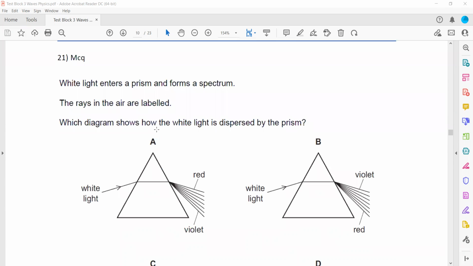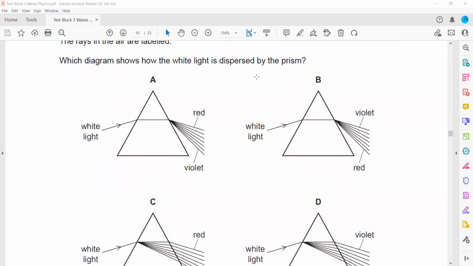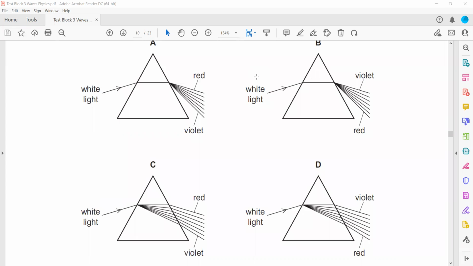Question 21: a white light enters a prism forming a spectrum. Violet bends the most and red bends the least. So A and B are totally wrong because they do not show any change in direction within the prism. C and D can be the answer, but why can D not be? Because here violet bends least and red bends most. It should be the opposite. Violet bends the most and red bends the least.